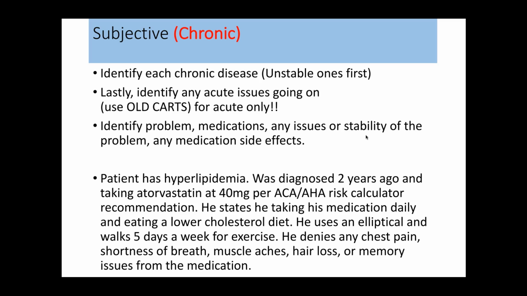All right, the unstable ones come first. So if someone comes in with diabetes type 2, hypertension, let's just say those two, and let's say their A1C is too high. So I'm going to put diabetes. Patient has diabetes type 2, was diagnosed, blah, blah, blah, which I'll show you the example at the bottom for the high cholesterol. And then you're going to talk about the hypertension. So that's the important thing.